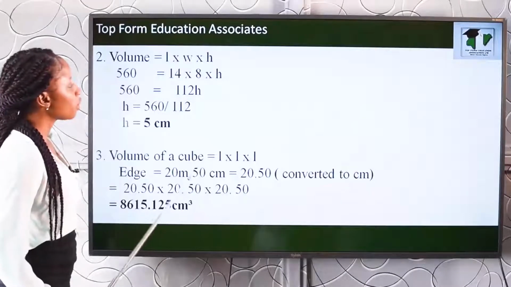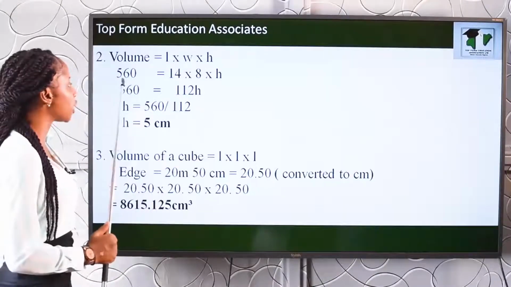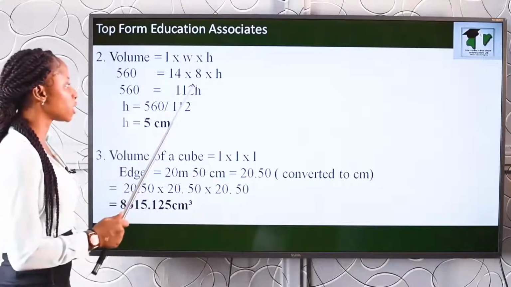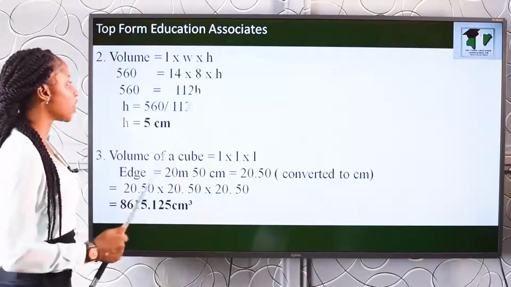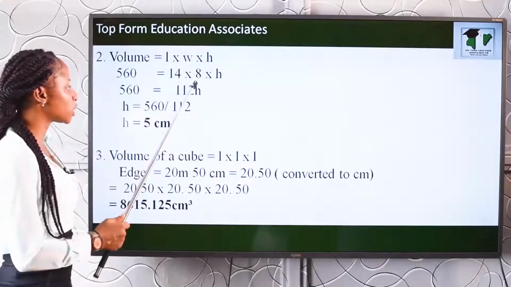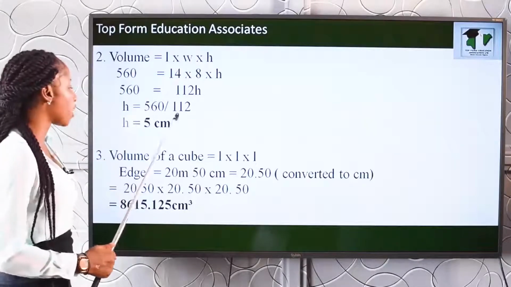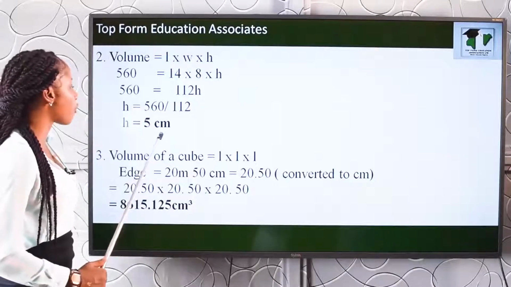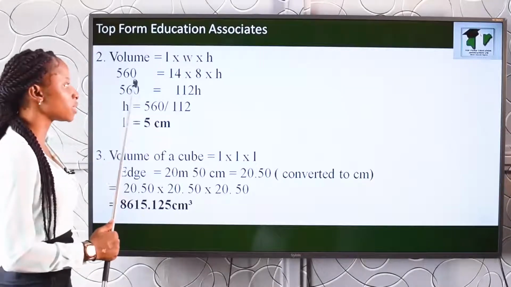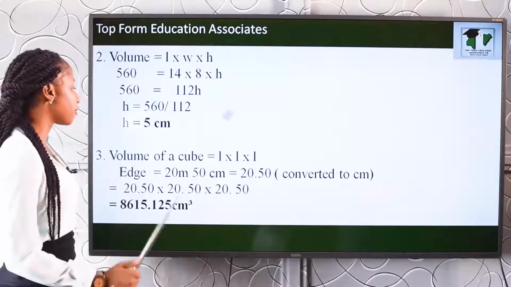Number two, we're asked to find the height of a shape when we're given the volume as 560 centimeter cube, we're given the length, and we're given the width. So we're looking for the height. Very simply, we input the values we have into the formula, and we look for the height. So 14 multiplied by 8 will give us 112. Then to get the height, we divide both sides by 112. And our final answer is 5 centimeters. Therefore, the height for this shape with the volume of 560 centimeter cube and length of 14 centimeters and a width of 8 centimeters is 5 centimeters.